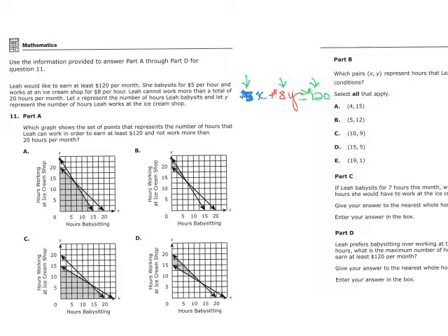Okay? Now, the total number of hours that she babysits plus the total number of hours that she works at the ice cream shop has got to be no more than 20 hours. That means whatever hours she works at babysitting plus whatever hours she works at the ice cream shop has got to be less than or equal to 20.